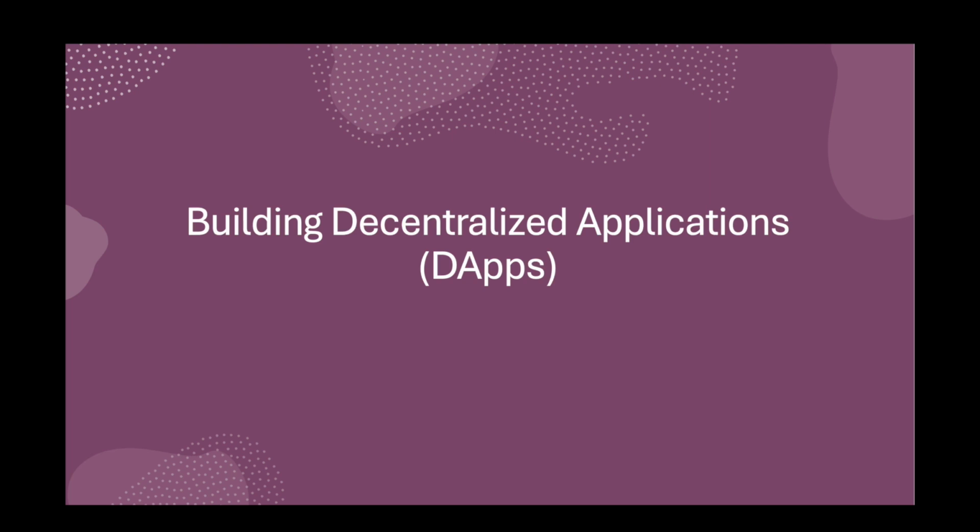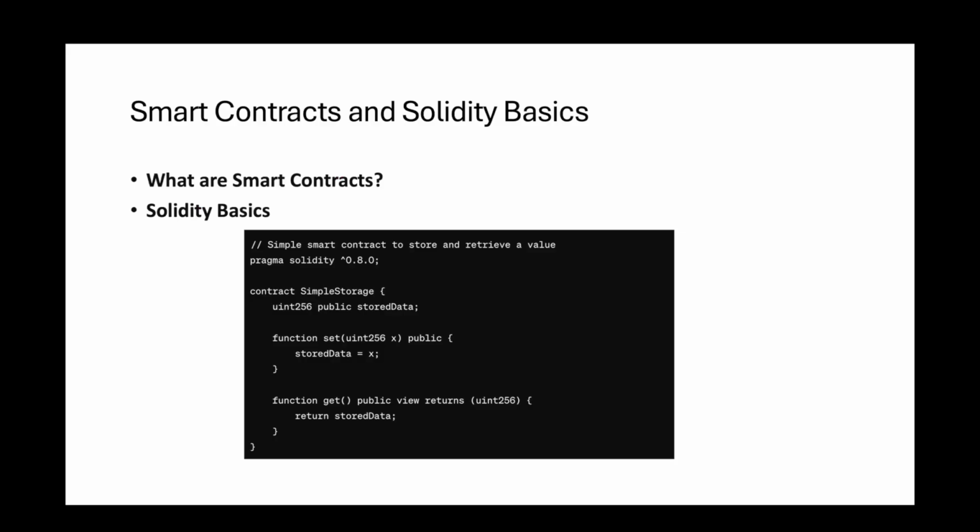Building decentralized applications (dApps). Decentralized applications leverage blockchain technology to create trustless, transparent, and secure applications without the need for intermediaries. Building dApps involves understanding smart contracts, integrating Web3.js with front-end frameworks like React, and deploying applications on blockchain networks such as Ethereum. Smart contracts and Solidity basics.